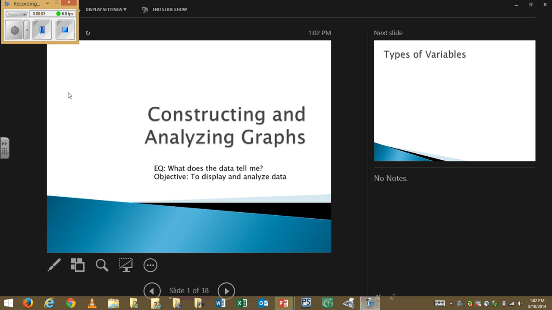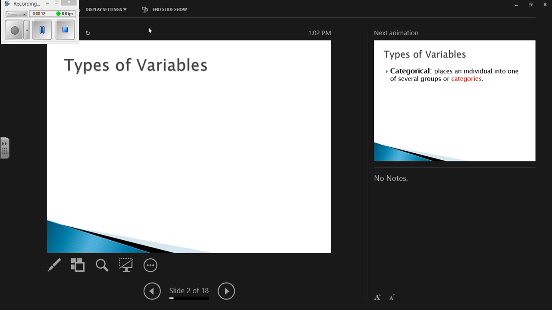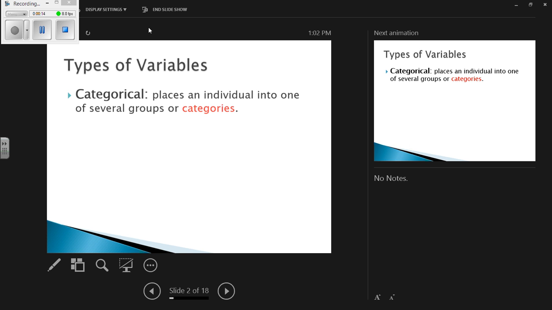Okay, so we'll take a look at constructing and analyzing some graphs, more the construction in this particular video. The first thing we want to take a look at are the two types of variables. So there's two types: categorical data, which you can see right here. You're going to place things into categories, right? So we'll kind of highlight that. So categorical, right? Pretty obvious. You're going to put things into categories.